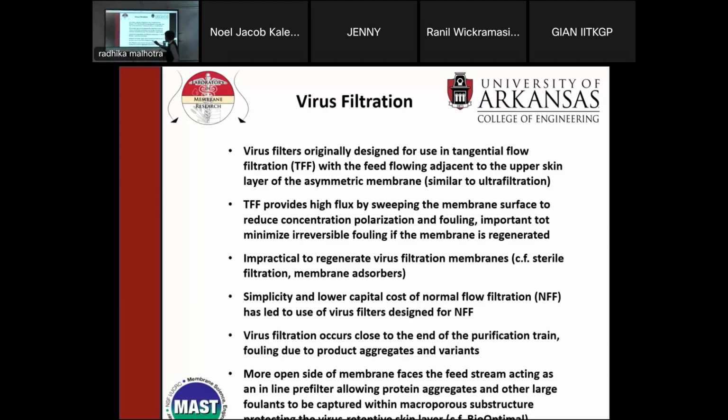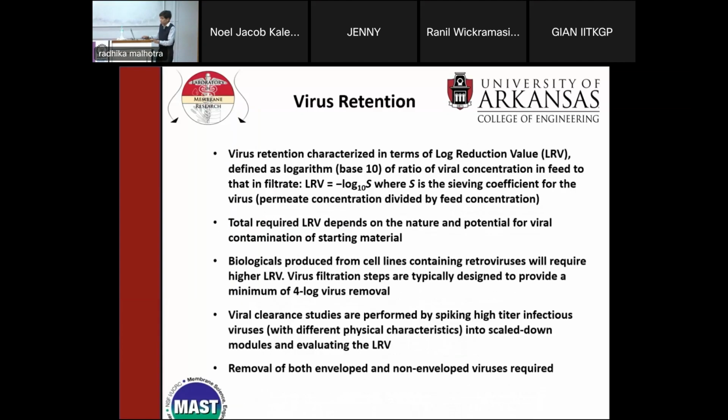I've said here, normal flow filtration is simpler to run, lower capital cost. Virus filtration occurs close to the end of the purification stream, as I pointed out earlier. Therefore, the feed stream is very pure, and actually fouling is due to product aggregates and variants, as I mentioned earlier. The more open pore side of the membrane faces the feed stream, acting as an inline pre-filter, allowing protein aggregates and other large foulants to be captured within the microporous structure. Very similar to bioptimal that we talked about the other day. Okay, let's move on.